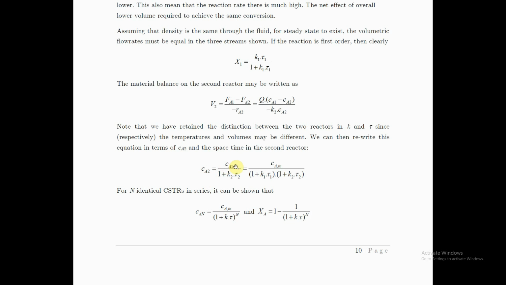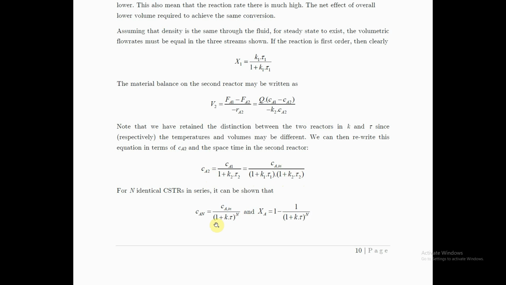It's Ca2 equals Ca1 over 1 plus K2 tau 2. And now Ca1, we do have an expression for this. Right? We know that Ca1 equals Ca in over 1 plus K2 tau 2. Right? So you substitute for Ca1 here and you get this form. And you can start to see a pattern emerging here. So as you look further down the train, so you had Ca1, we are looking at Ca2, let's say we had Ca3, then you would anticipate that Ca3 would be this divided by this times 1 plus K3 tau 3.